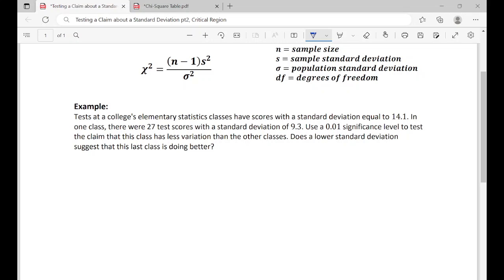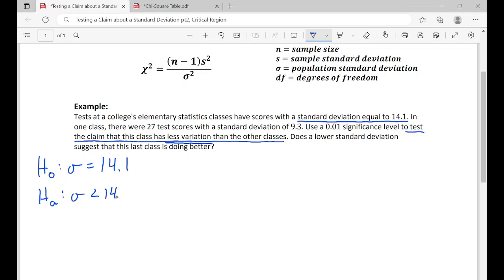So we're going to start off by writing our hypothesis, so our null. And since we're dealing with a standard deviation, we use sigma, and it's going to be equal to... test the claim that this class has less variation than the other classes. And we know that the population standard deviation of this college's elementary stats classes is equal to 14.1. So sigma is going to be 14.1. And the alternative, sigma, is less variation, so less than 14.1.